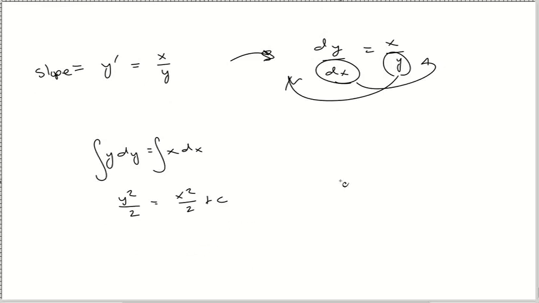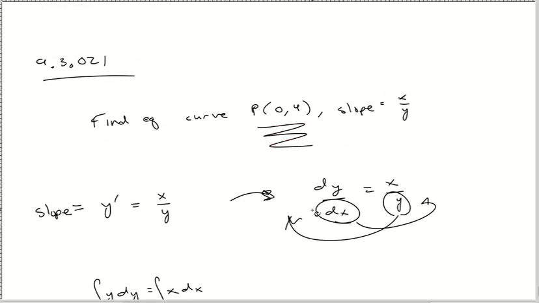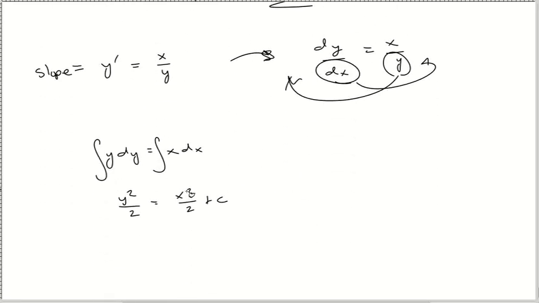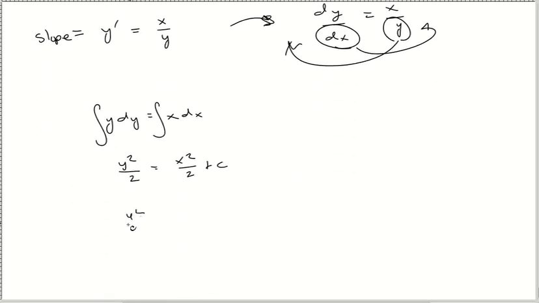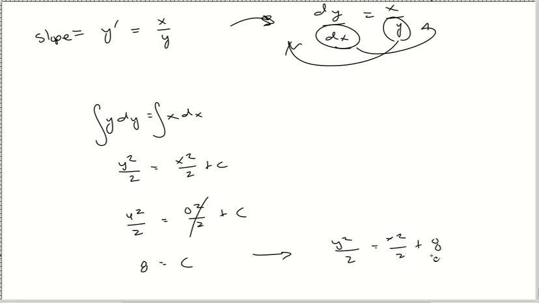I need to find c. And so I got this initial condition that I could plug in for my x and y. So I got 4 squared over 2 equals 0 squared over 2 plus c, solve for c. So I got 16 divided by 2 is an 8. 0 cancels, so there's my c. So my final answer then is y squared over 2 is equal to x squared over 2 plus 8. Awesome.